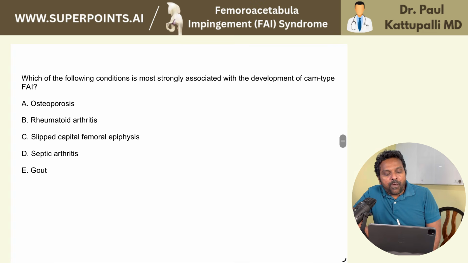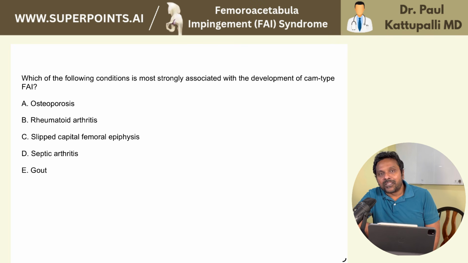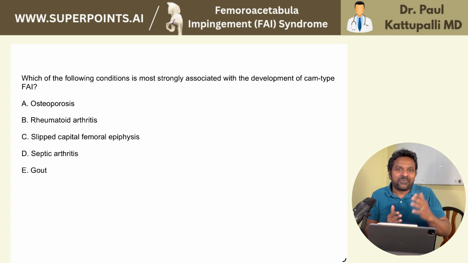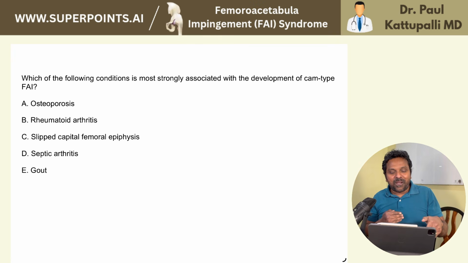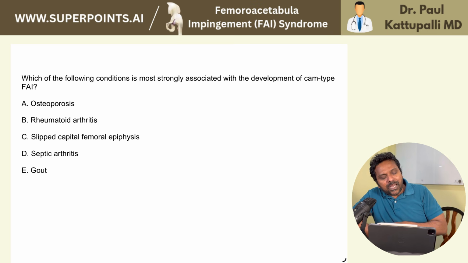Next, which of the following conditions is most strongly associated with the development of CAM type FAI? I already gave you a hint, so this question also should be easy to answer. You see how many different ways these questions come. You are seeing from pathology, from epidemiology, radiology, and this question is about what are the risk factors, and now we are going to see questions on how to treat it. So you can get questions from different aspects of this condition. So let us see this question.